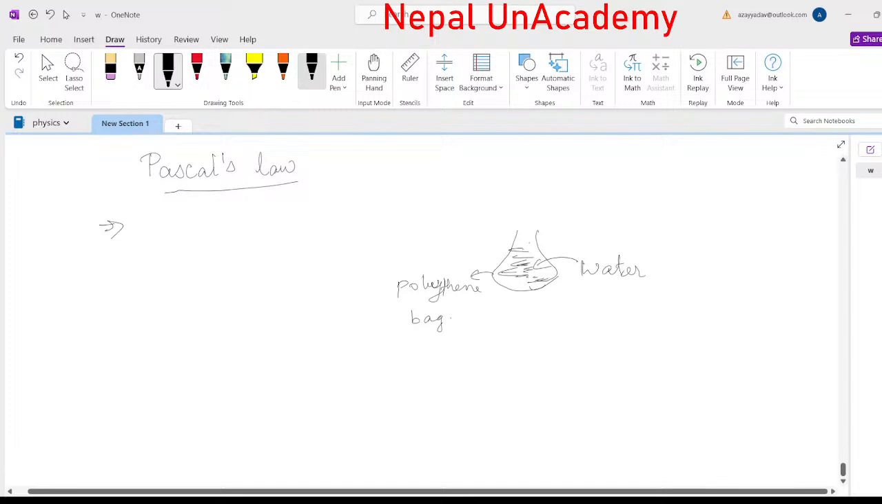We have a polythene bag filled with water, and we are told to squeeze the bag from the top with a fist and make fine holes around it and observe the water coming out of this hole.